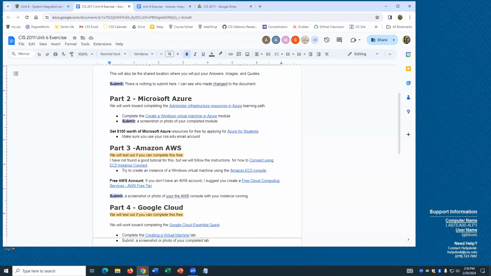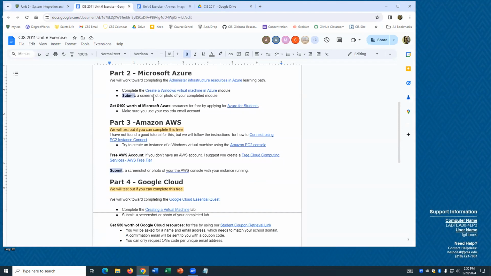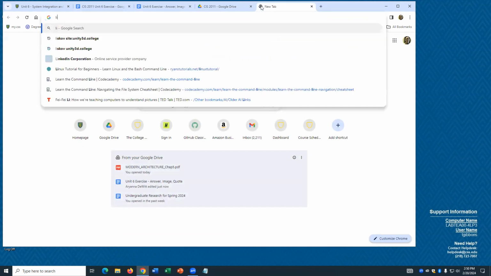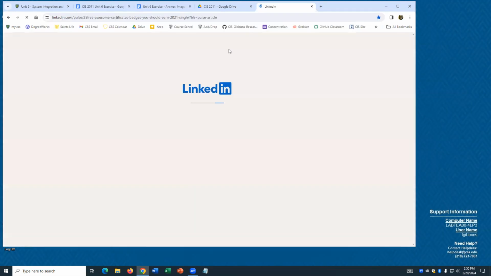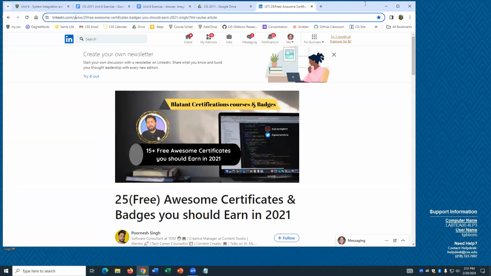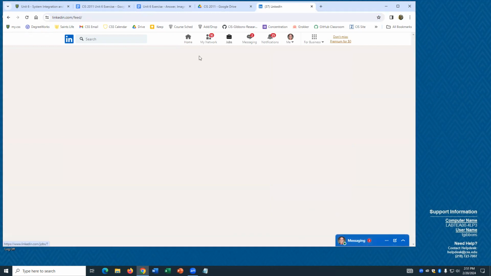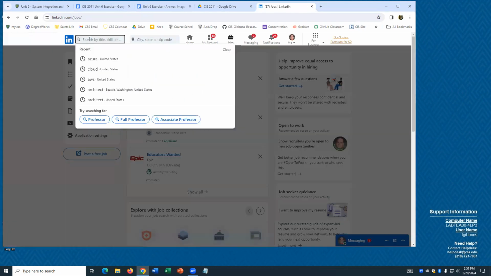So that's the first part. Let's try to do some virtual machines here in the cloud. Now, you might be wondering, why is he talking about this cloud stuff? If you go to your favorite website for jobs, let's say I go to LinkedIn and look for jobs, and I look for a skill, there are a lot of jobs where knowing how to set things up in the cloud is going to be important.